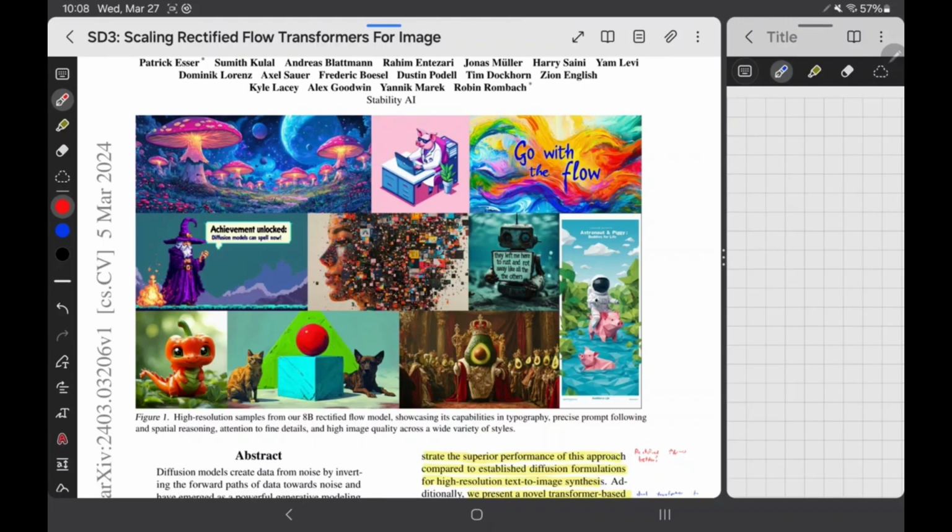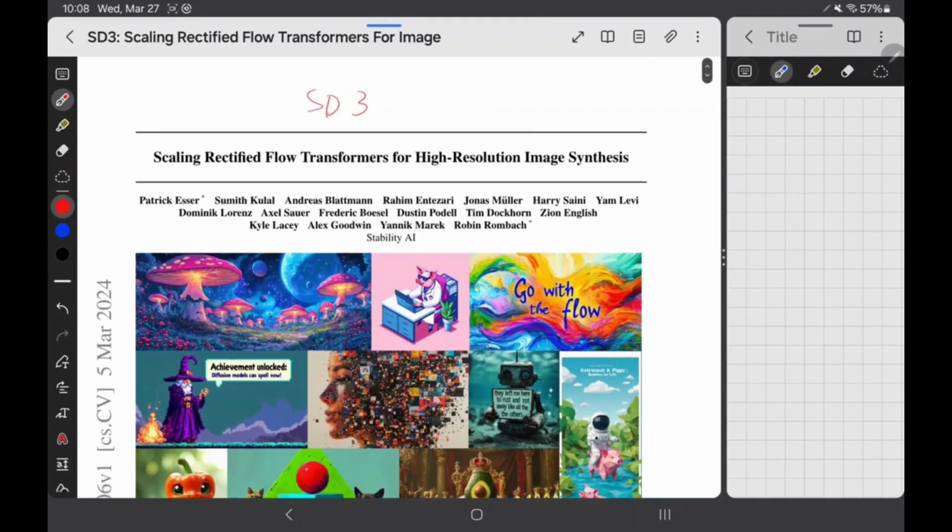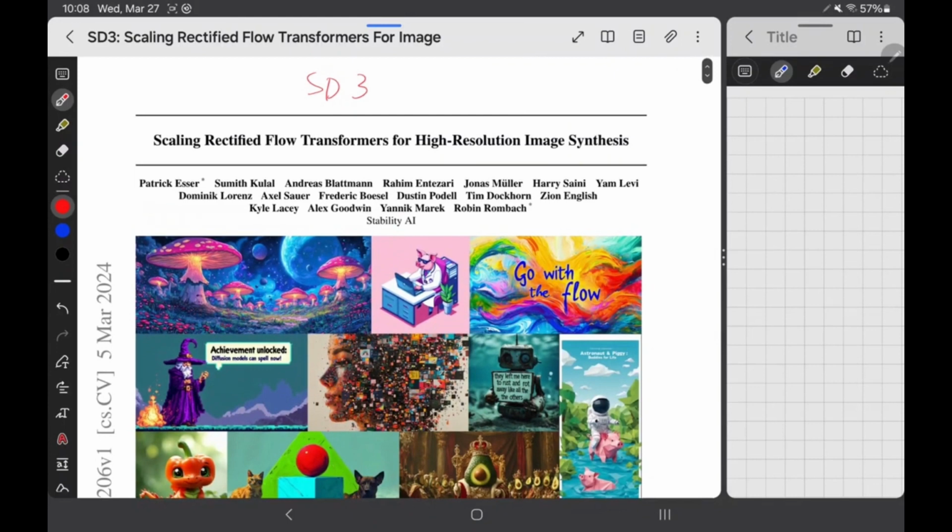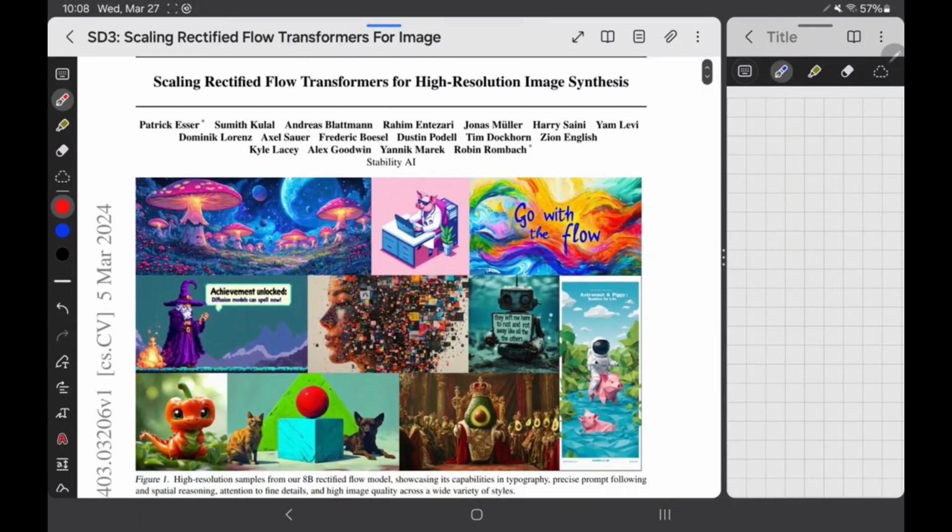Hopefully this will stay around because Stability is kind of having issues right now, but we'll see. Hopefully you can get a hold of these weights, because this looks like quite a fun model to play around with. The theory behind it was also quite cool. Stable Diffusion 1 came out, and that was a big step with latent diffusion models. Stable Diffusion 2 was not very good, but Stable Diffusion 3 looks really, really good. So yeah.